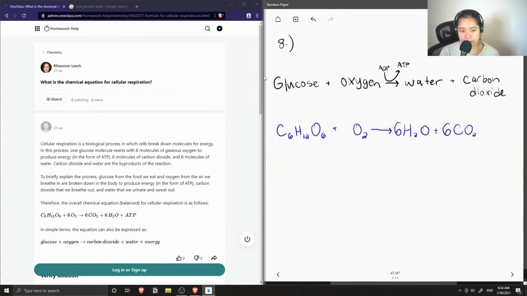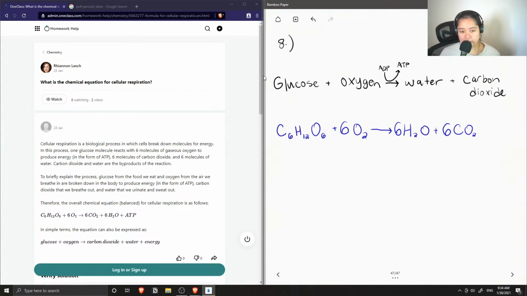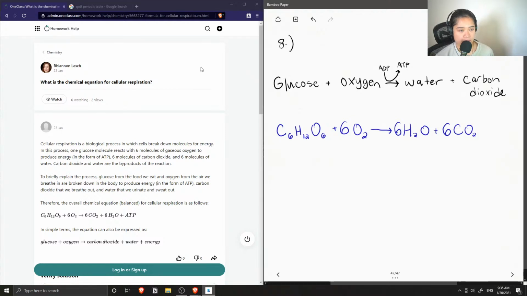And now notice that the number of oxygens on our product side is 12 plus 6, so 18. And we only have 8 on our reactant side. So if we put another 6 in front of O2, then that should make our equation balanced. So this is the chemical equation for cellular respiration.